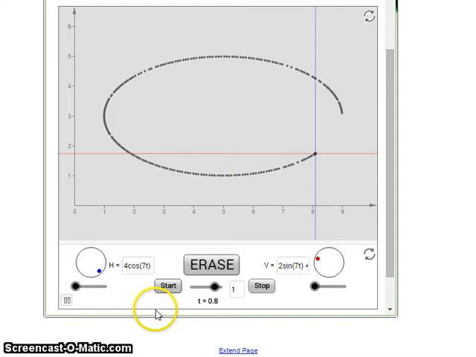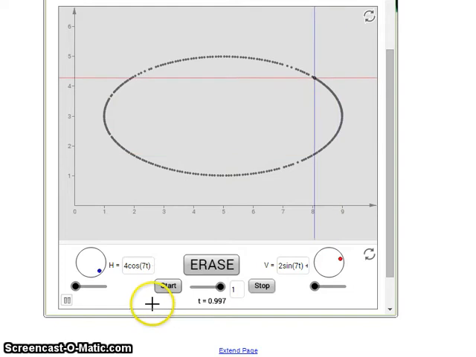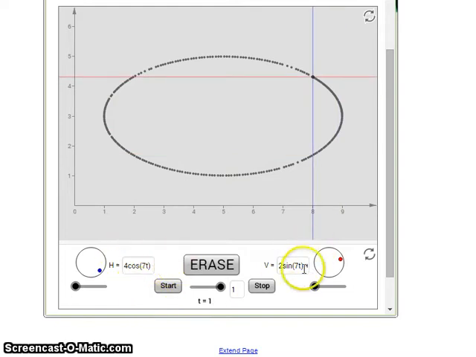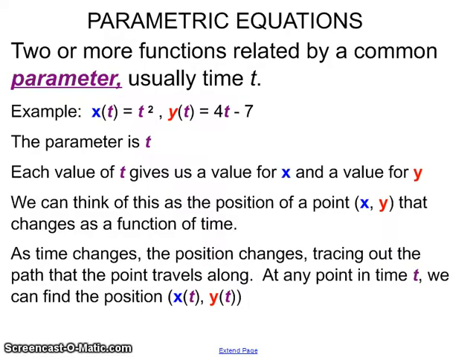And so even the conic sections could be drawn using parametric equations, and actually perhaps simpler in form than the x squared and y squared form that we had been using before. Okay, so let's just take a look at some of the basics of parametric equations.